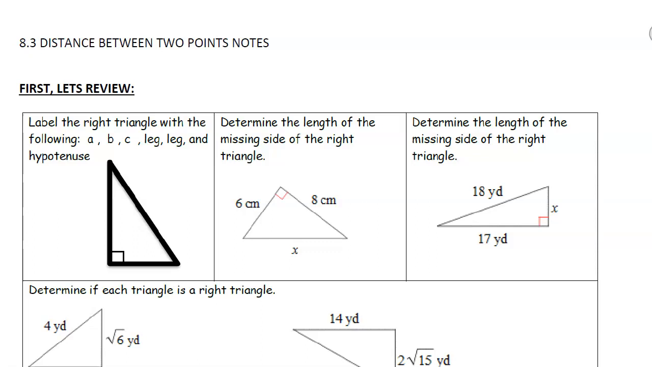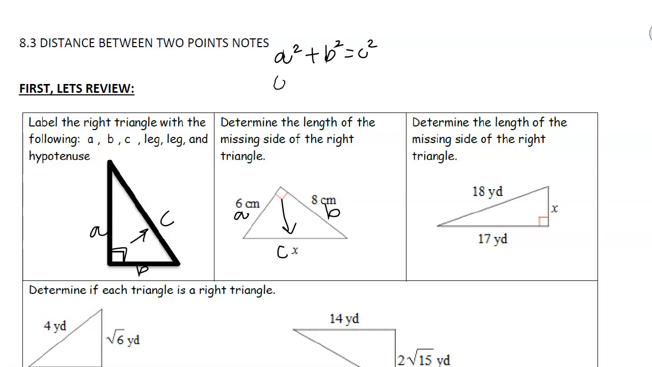Now remember that to label, you have to label right across. That is your C. The other ones are A and B. Alright, so let's go ahead and start with this one. Right across, that's your C. The other ones are A and B. And remember, A squared plus B squared equals C squared.